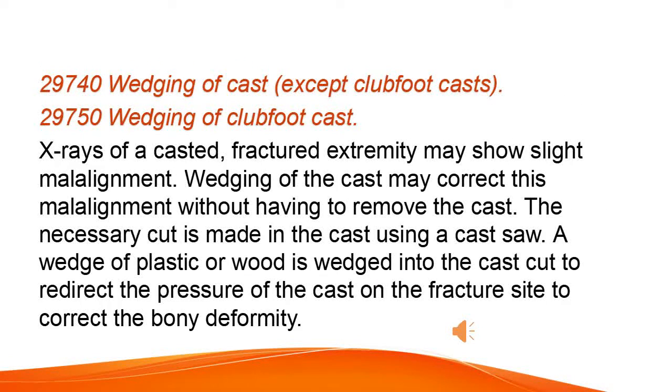Wedging of cast, except clubfoot casts. Wedging of clubfoot cast. X-rays of a cast fractured extremity may show slight malalignment. Wedging of the cast may correct this malalignment without having to remove the cast. The necessary cut is made in the cast using a cast saw. A wedge of plastic or wood is wedged into the cast cut to redirect the pressure of the cast on the fracture site to correct the bony deformity.